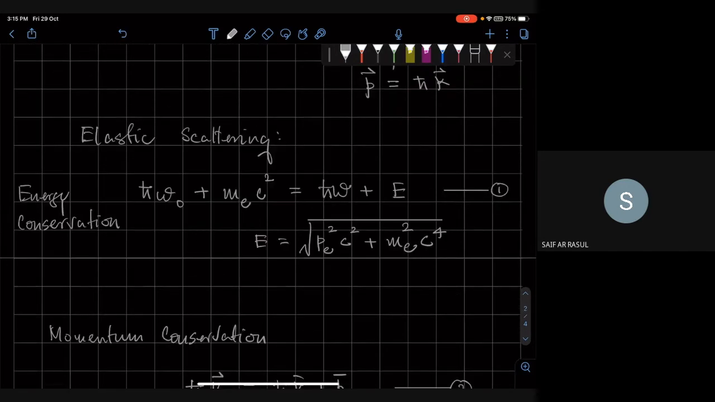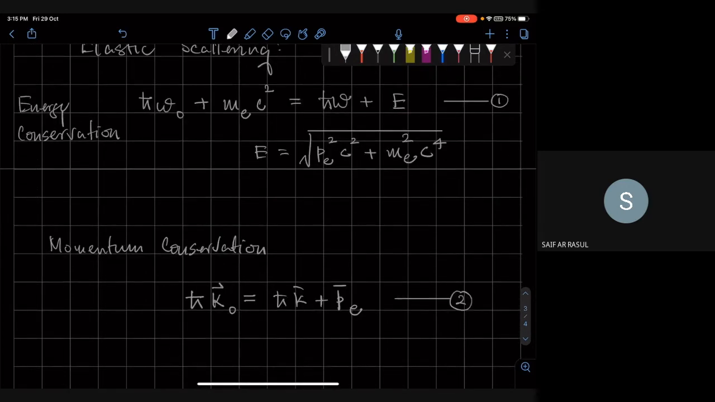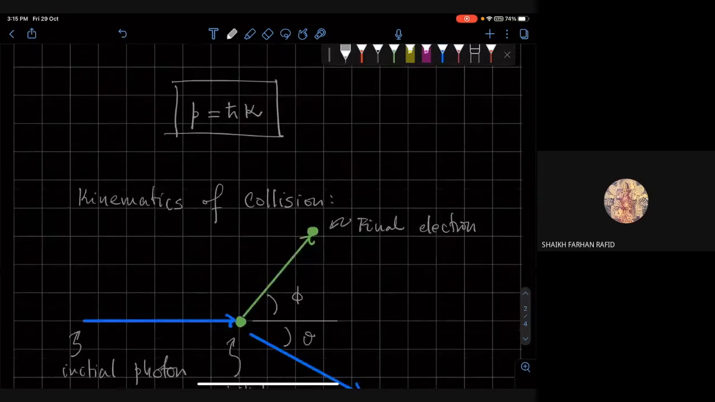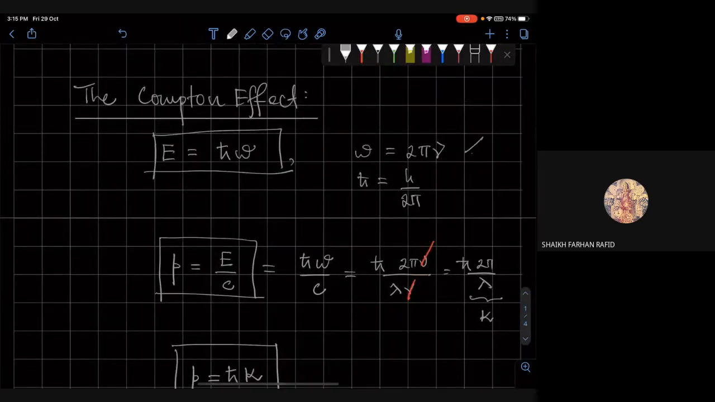Okay, any questions about these equations? Sir, omega naught is frequency? Yes, omega naught is the angular frequency of the initial photon. So is this different from nu? Yes, I defined omega here. Oh, okay. Sorry, I joined late. No worries. Omega is the angular frequency, okay? So it has the interpretation of something going around a circle.